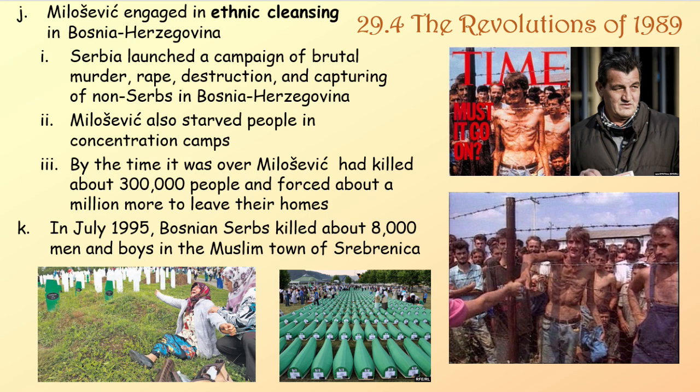Milosevic engaged in ethnic cleansing in Bosnia-Herzegovina. Serbia launched a campaign of brutal murder, rape, destruction, and capturing of non-Serbs in Bosnia-Herzegovina. Milosevic also starved people in concentration camps there. And by the time it was over, Milosevic had killed about 300,000 people and forced about 1 million more to leave their homes. In July 1995, Bosnian Serbs killed about 8,000 men and boys in the Muslim town of Srebrenica.